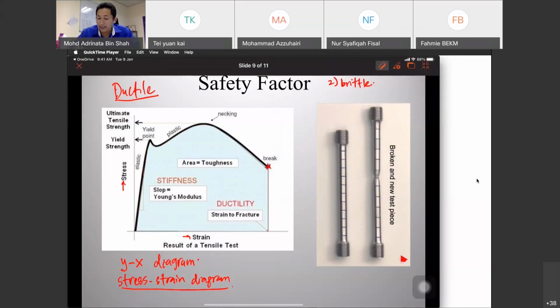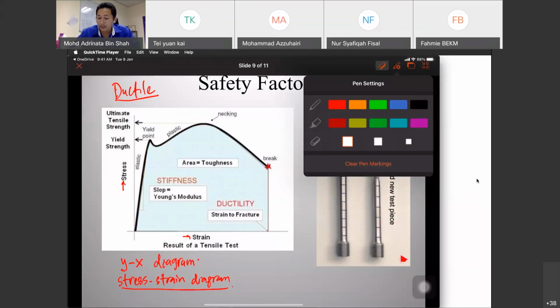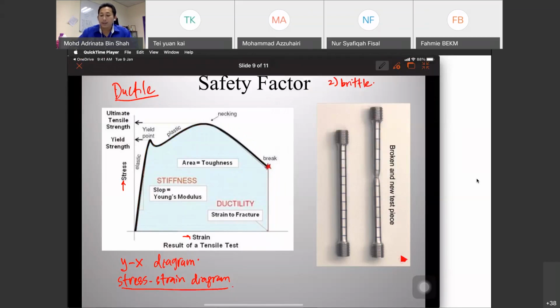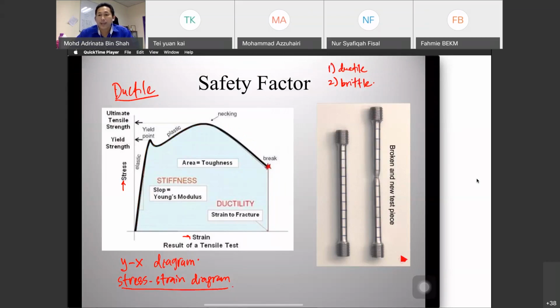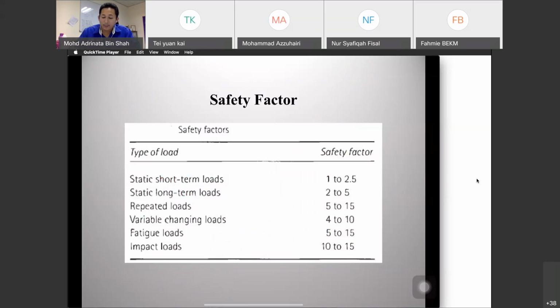And this stress strain diagram is drawn using a tensile test. We call this one the tensile test. Later we will look at the details.